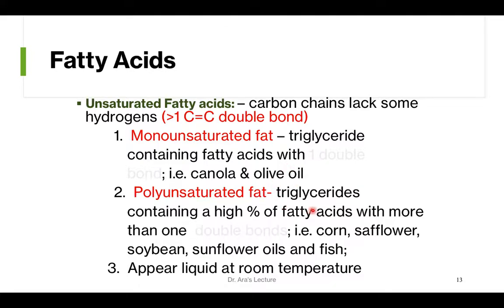Polyunsaturated fat. Triglyceride containing a high percent of fatty acid with more than one double bond, that is corn, sunflower, soybean, sunflower oil, and fish. And this type of oil appears liquid at room temperature.